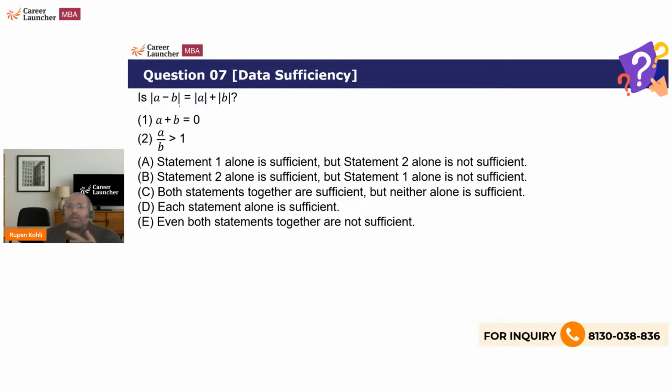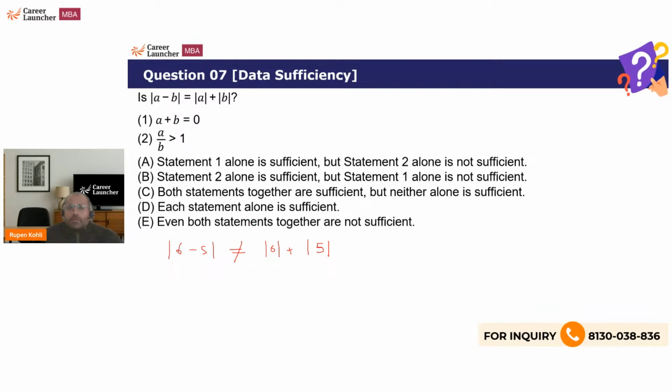Unless you understand when this will happen, you cannot approach the question, right? So when will this happen? So think about this. If both the numbers a and b are, let's say, positive, let's say 6 minus 5 mod. So mod of 6 minus 5, is it equal to mod 6 plus mod of negative 5? No, it is not. So this won't work if a and b are both positive.